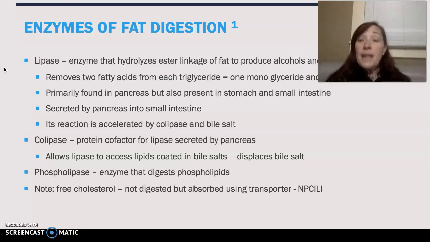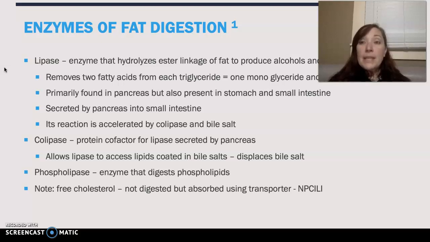So the enzymes of fat digestion that I mentioned earlier was lipase, and this enzyme hydrolyzes the ester linkage of fats to produce alcohol and fatty acids. So as mentioned earlier, it takes 2 fatty acids from each triglyceride. It's primarily found in the pancreas, but it's also present in small intestines, in the stomach, and also within the mouth. It's secreted by the pancreas into the small intestine, and its reaction is accelerated by colipase and bile salts.